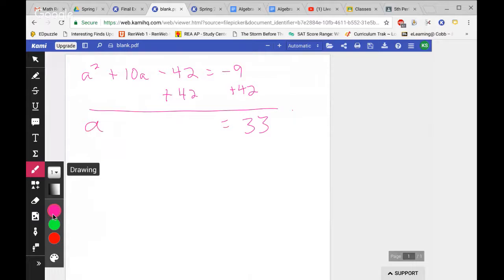All right. a squared plus 10a. That's pretty bad. Been doing math lab all day.